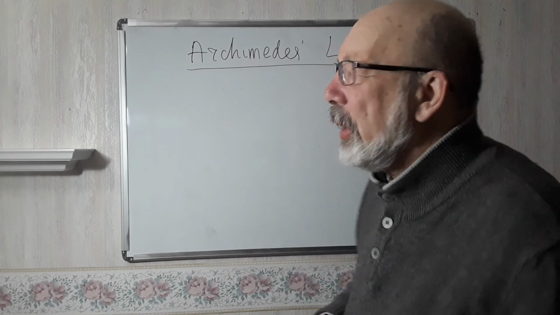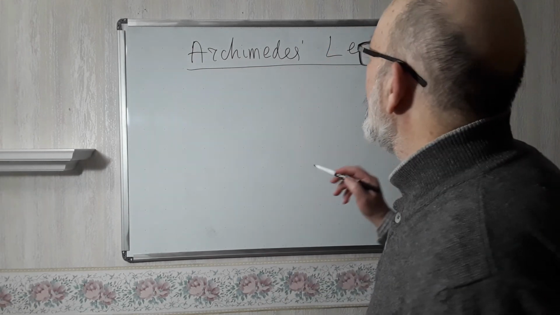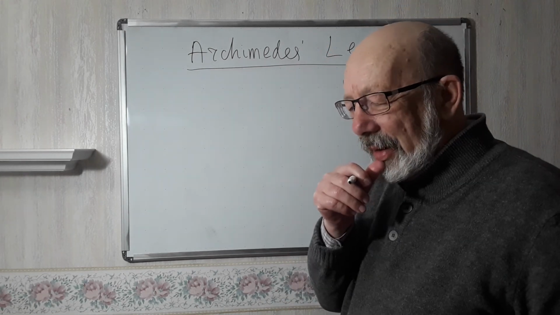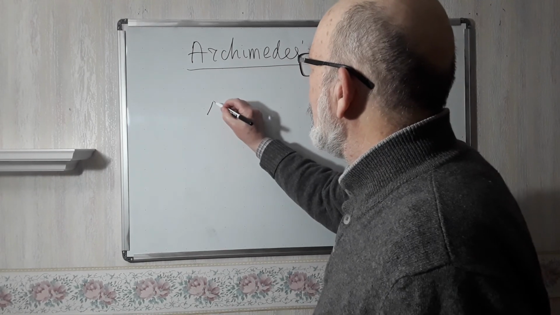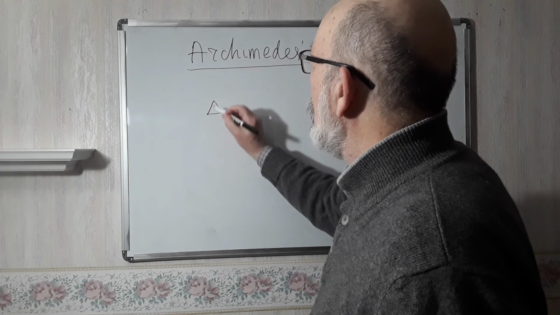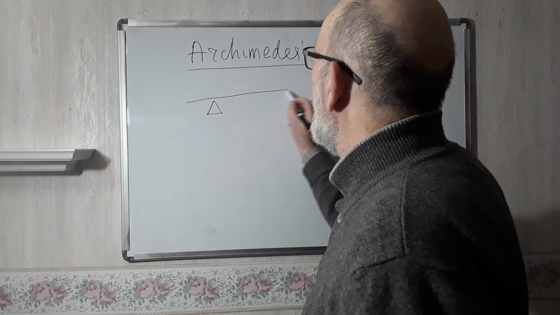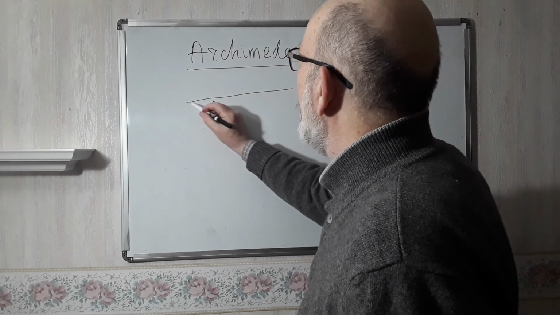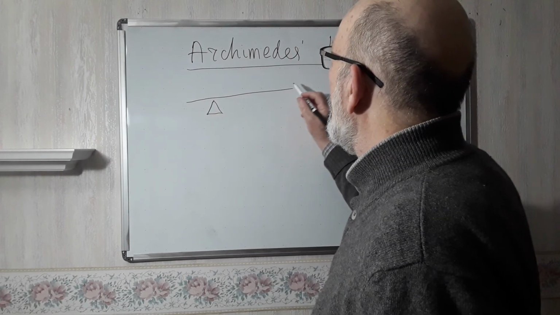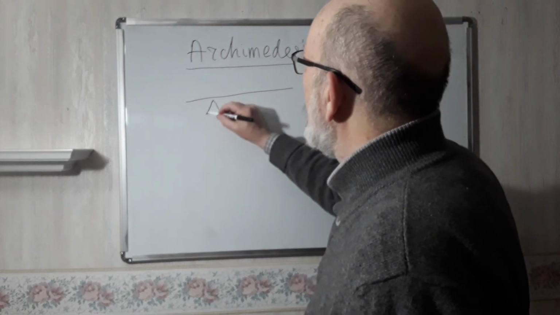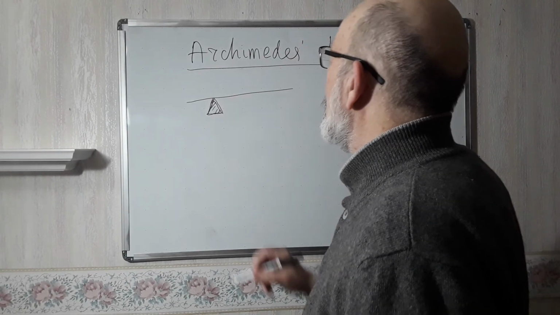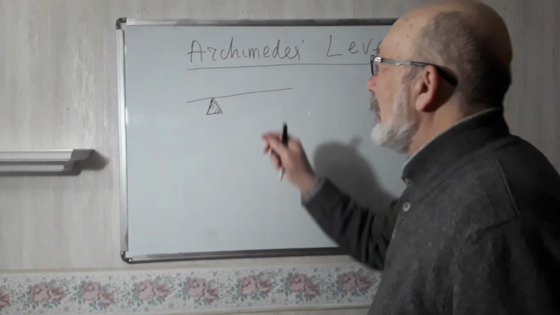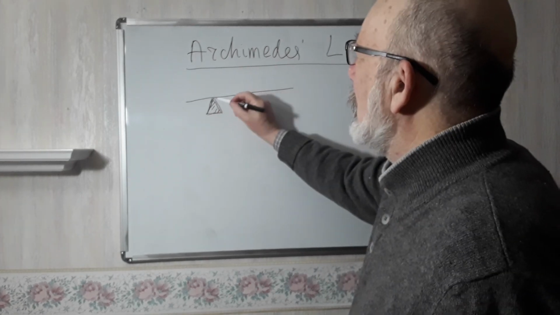Okay, so we are talking about the Archimedes lever. So a lever is a simple device. So we have this solid rod. It is put on this pivot, so it can turn around this point.